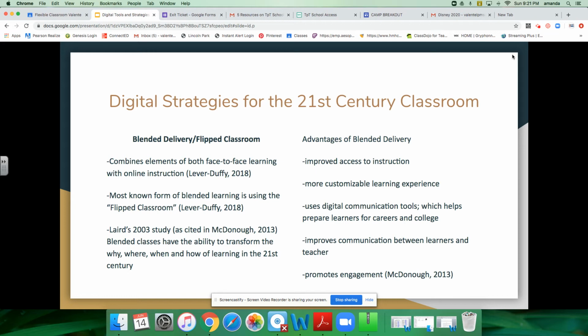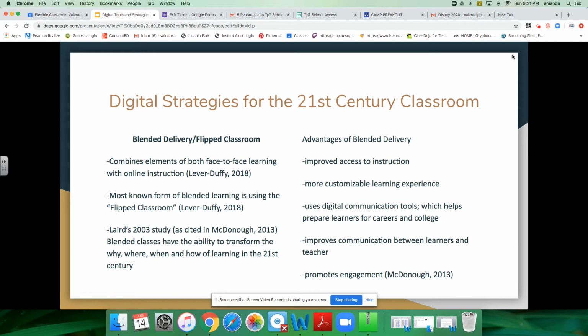So the first advantage of blended delivery is that it improves access to instruction. So it improves the learner's access. So if someone's absent or someone misses a great deal of school, or if we have a pandemic, they're still able to access their instruction. It is able to be customized because of the online learning portion, as we know with our program iReady.